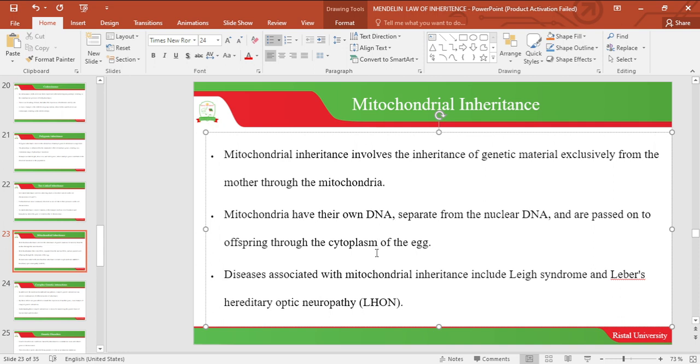Let's look at mitochondrial inheritance. Mitochondrial inheritance involves the inheritance of genetic material exclusively from the mother through the mitochondria. Mitochondria have their own DNA separate from the nuclear DNA, and mitochondrial DNA is passed on to the offspring through the cytoplasm of the egg. Diseases associated with mitochondrial inheritance include Leigh syndrome and Leber's hereditary optic neuropathy.